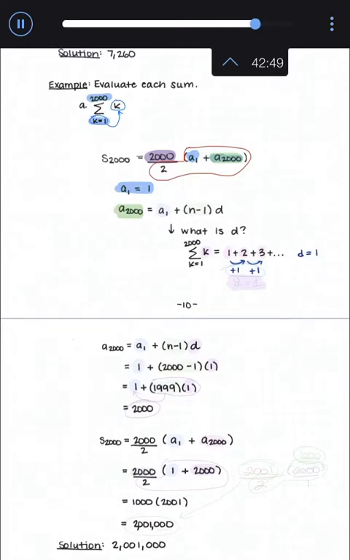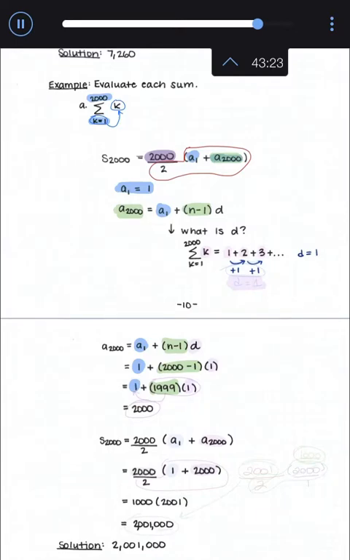Remember the formula says to start out with the first number, a sub 1, which we just said is 1. So we'll start out there. A sub 1 is 1. And it says to take n minus 1. Well, if we're looking for the 2000th number, n minus 1 is going to mean 2000 minus 1, which is going to be 1,999. Well, times what? Our common difference.